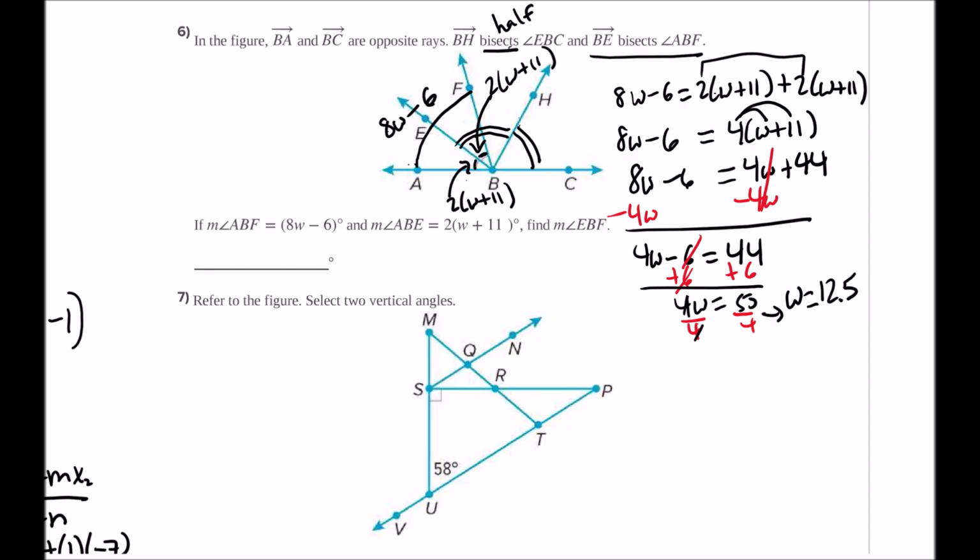Okay, that's your decimal. So now we're going to plug it in to get EBF. Now EBF is this, okay? EBF is equal to 2 times W plus 11. All right? So we're going to plug it into there. 2 times W plus 11. You get 2 times 12.5 plus 11 is 23.5, and then multiply those together, you get 47. So 47 degrees looks like.